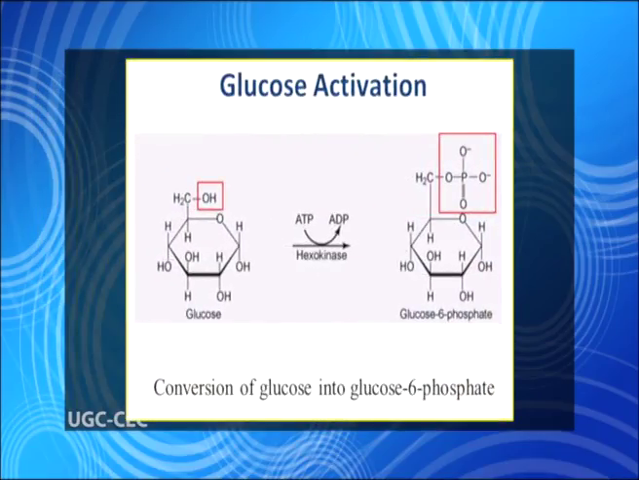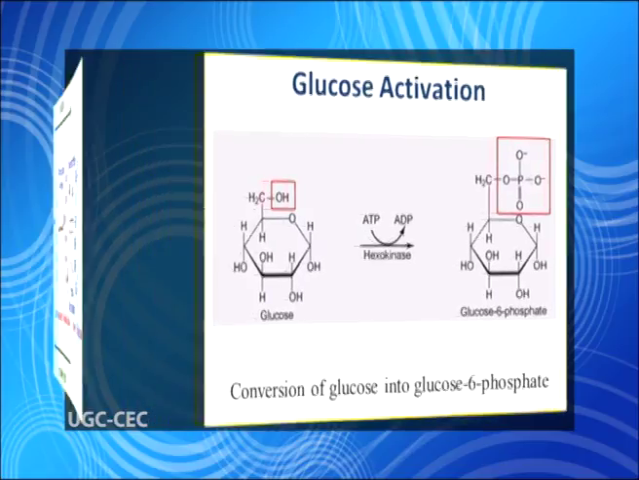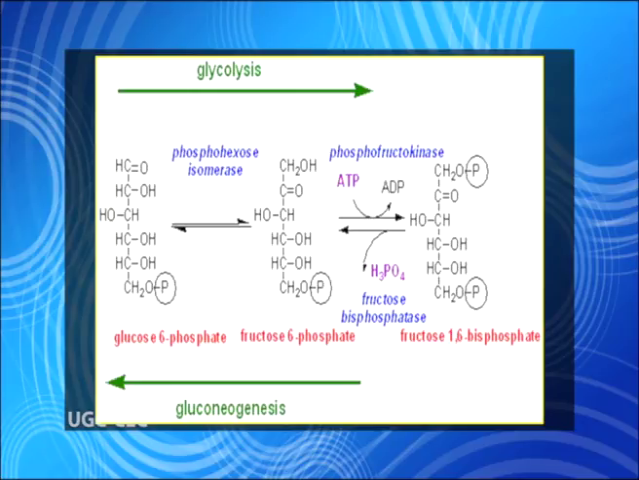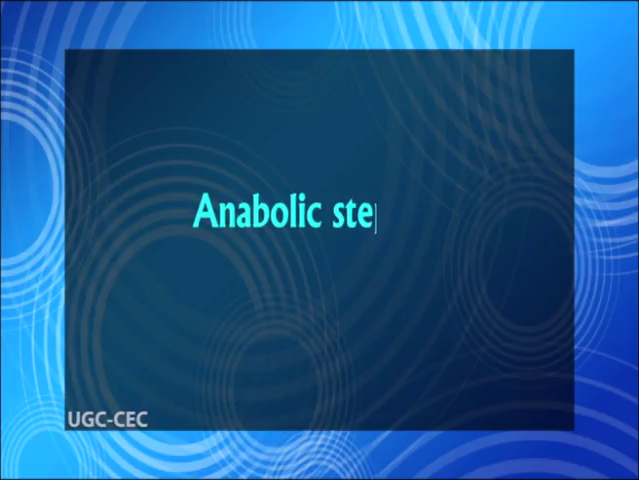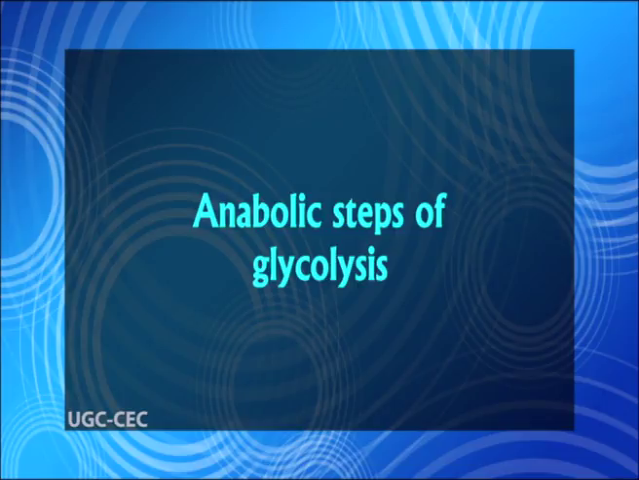Glucose is first converted into glucose 6-phosphate through the addition of phosphate from ATP. Glucose 6-phosphate is changed into its tautomer called fructose 6-phosphate. Fructose 6-phosphate adds a second phosphate from another ATP and changes into fructose 1,6-bisphosphate. These steps are called anabolic steps of glycolysis.